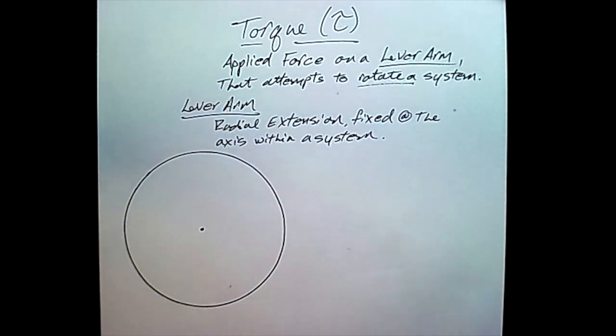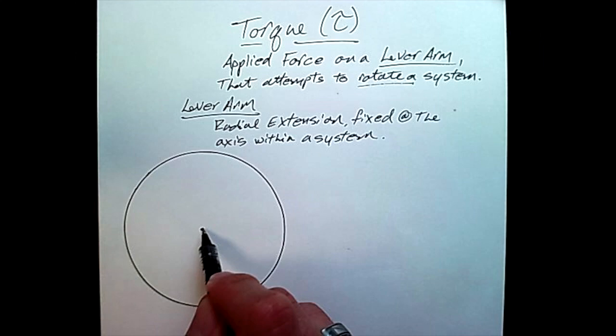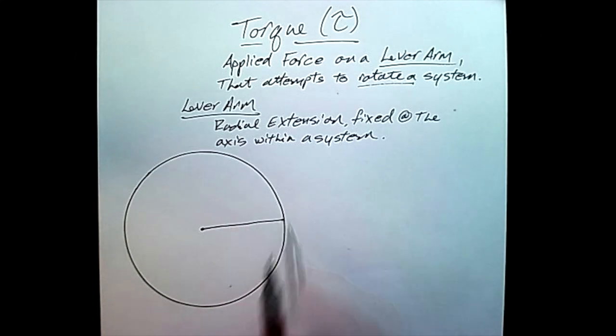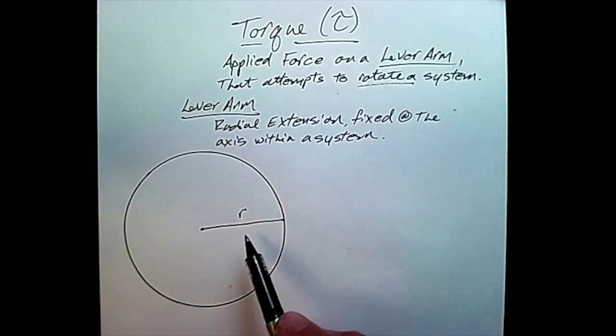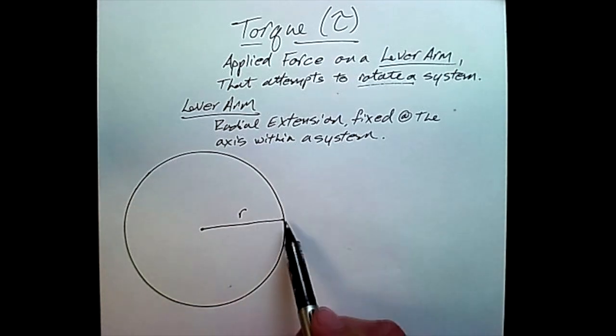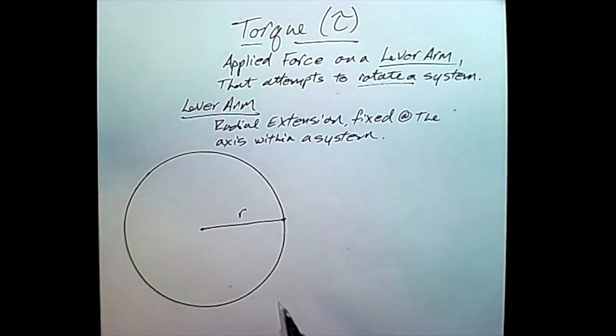The lever arm is defined as a radial extension fixed at the axis within a system. And so basically the lever arm is the radius of the system. So if we had a round object like this and we wish to turn it, if we had the radius out like this, this is your torque arm or your lever arm. In order to rotate this system, we must apply a force at the perimeter of the circle in order to make this rotate.